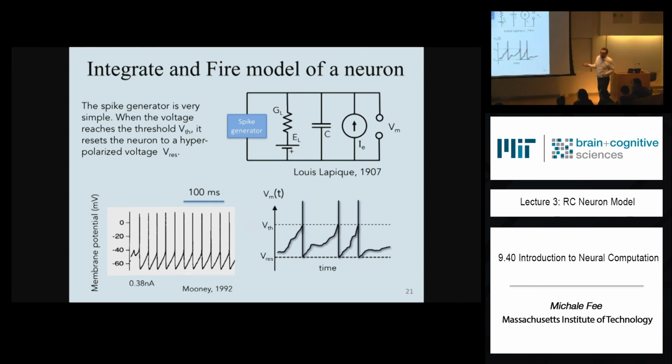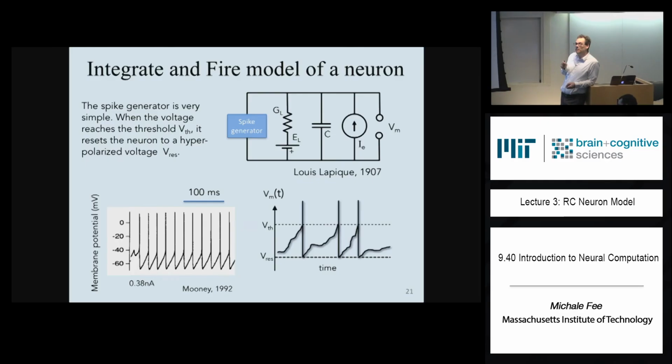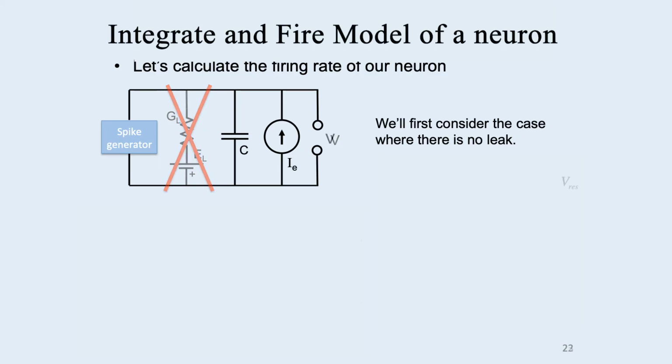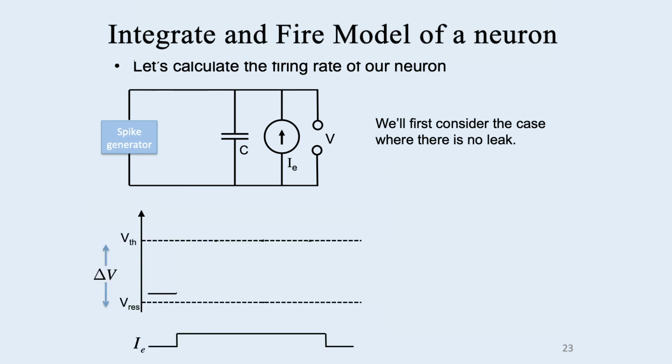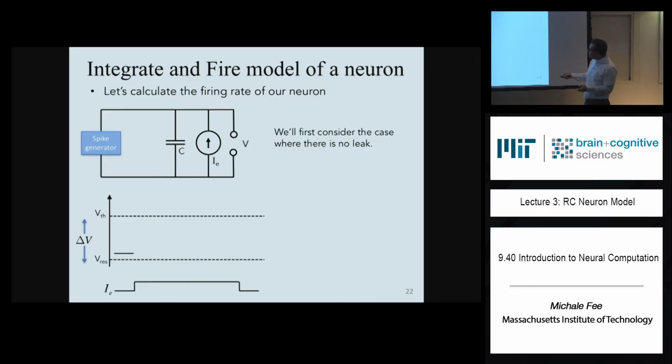So now what we're going to do is calculate the rate at which a neuron fires as a function of how much current gets injected into the cell, how much input a cell gets. We're going to start by considering the case where the cell has no leaks in its membrane, no conductances. So let's plot voltage as a function of time when we inject a step of current into the cell.